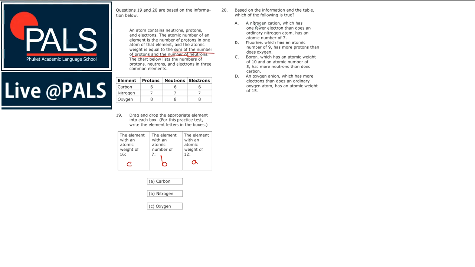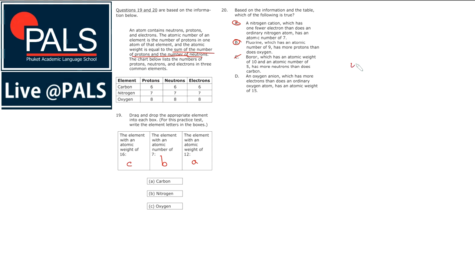Based on the information in the table, which of the following is true? A nitrogen cation, which has 1 fewer electron than does an ordinary nitrogen atom, has an atomic number of 7. Well, that sounds reasonable. Fluorine, which has an atomic number of 9, has more protons than does oxygen. That sounds correct too. Boron, which has an atomic weight of 10 and an atomic number of 5, has more neutrons than does carbon. No.